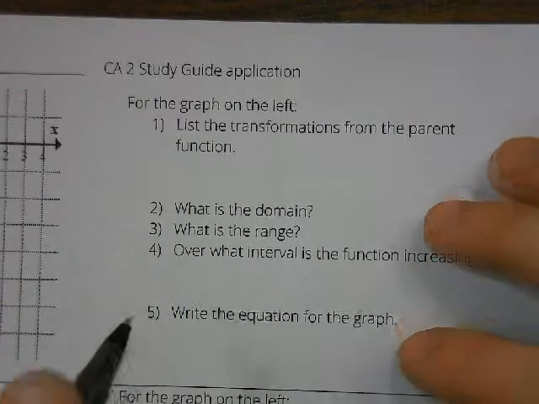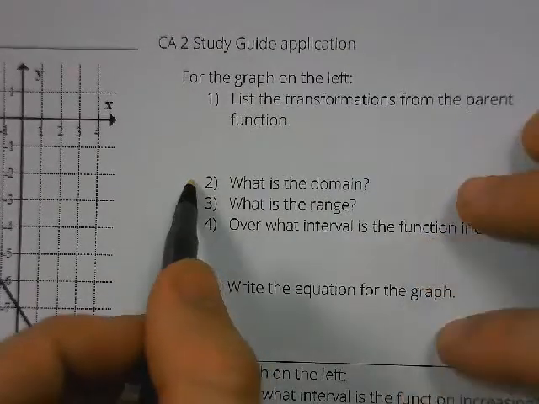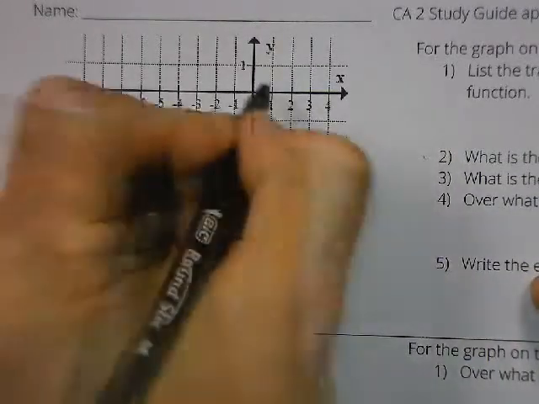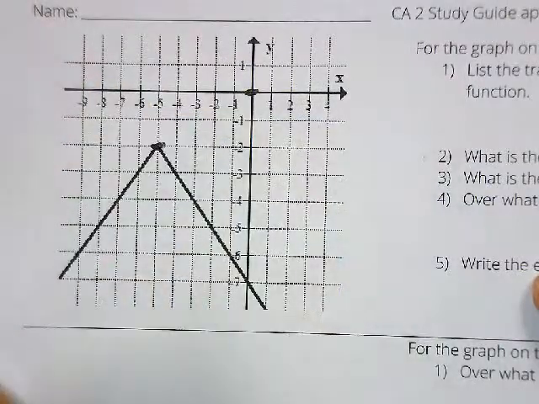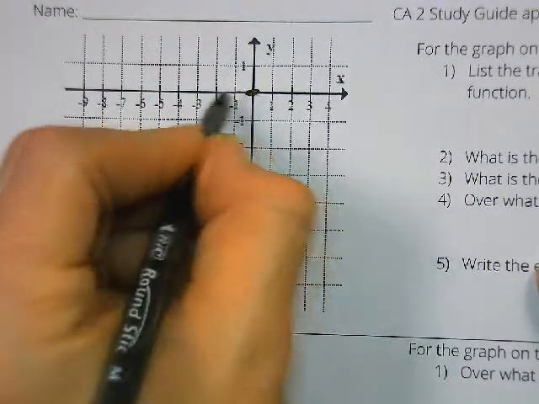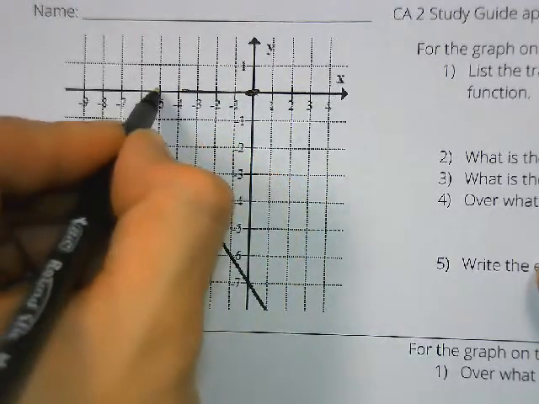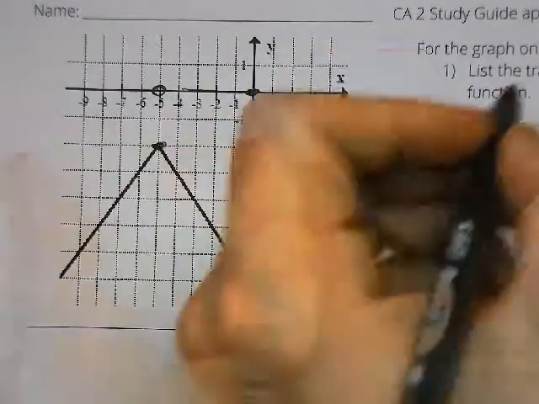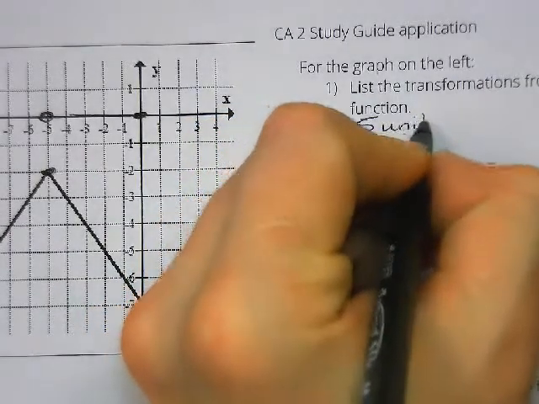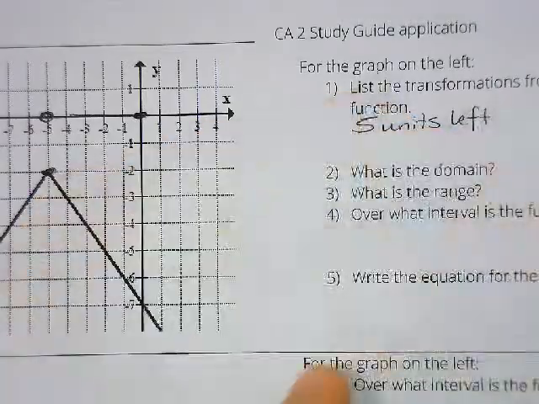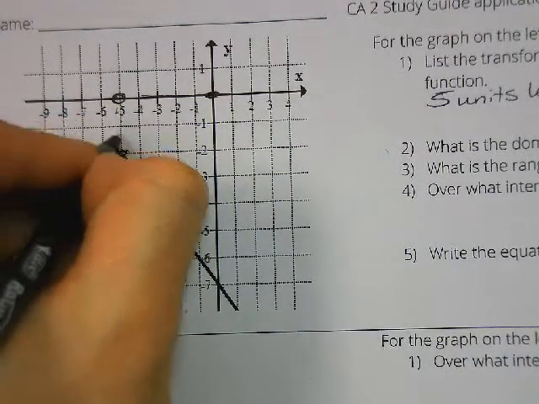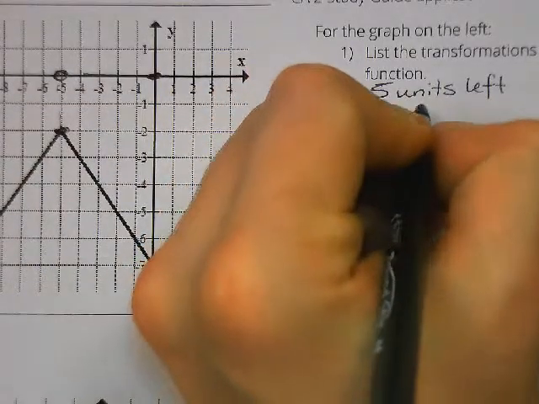So from class today, we want to list the transformations of the parent function. We always look at where the vertex is and where the origin is to help us with our transformations. So this one has been shifted 1, 2, 3, 4, 5 units to the left. So we'll write 5 units left. It has been shifted 2 units down, so there's 1, 2 units down.